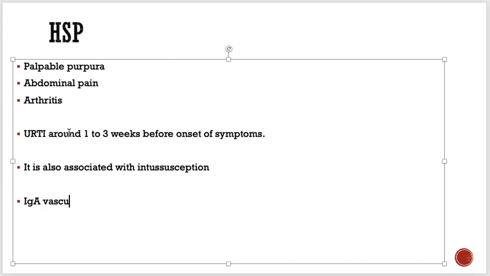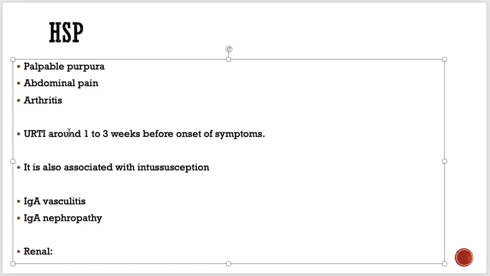So now, you know that there is something called IgA nephropathy. See what happens, by the way: the immune complexes which are circulating in the blood will go and damage the kidney, or they get deposited in the kidney, so they have renal manifestations as well.